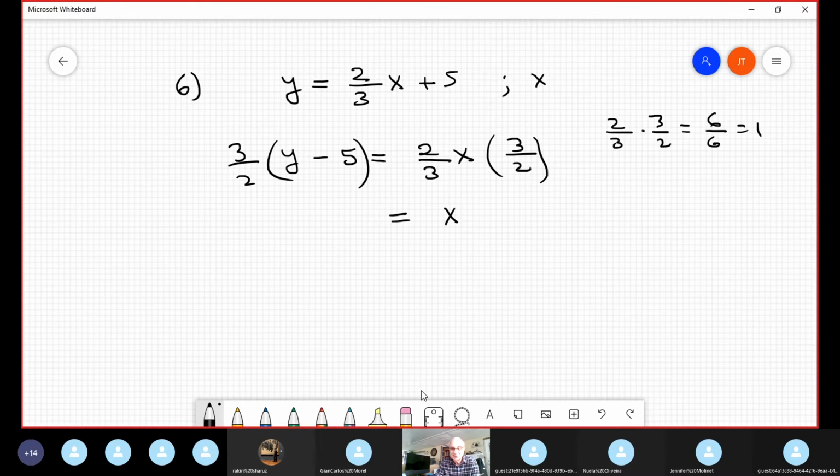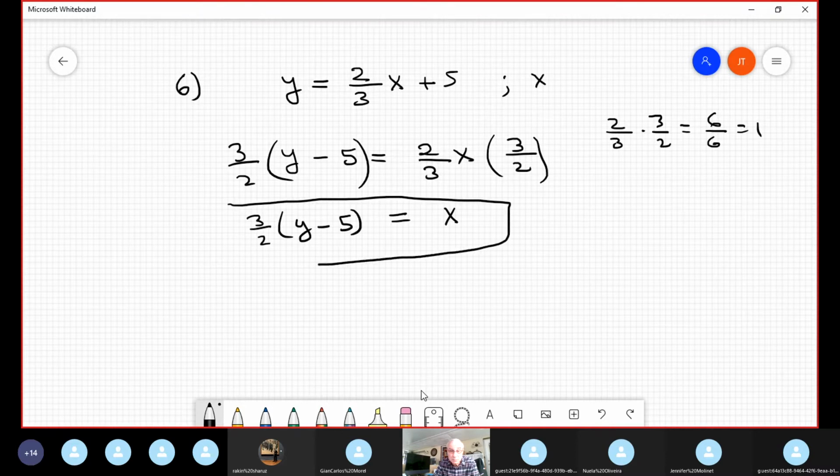And it's a classic. You multiply any number times its reciprocal, which is flipped, and the answer is +1. And +1 is invisible. I don't want to put 1. Everyone understands very well. And the rest is 3/2 parenthesis y minus 5. Can you leave it like that? You can. Either way, if you write it in the test, it's perfect.